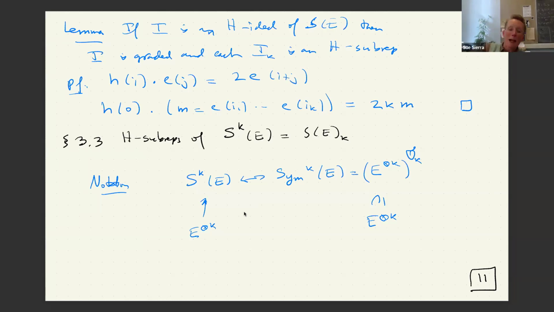Now I can go back and forth between these two things. There are natural maps back and forth. I'm not going to write those down terribly carefully. I just want to keep track of the fact that it turns out to be a lot easier to work in the subspace of E^{⊗k} rather than the quotients. So that's what I'm going to use.